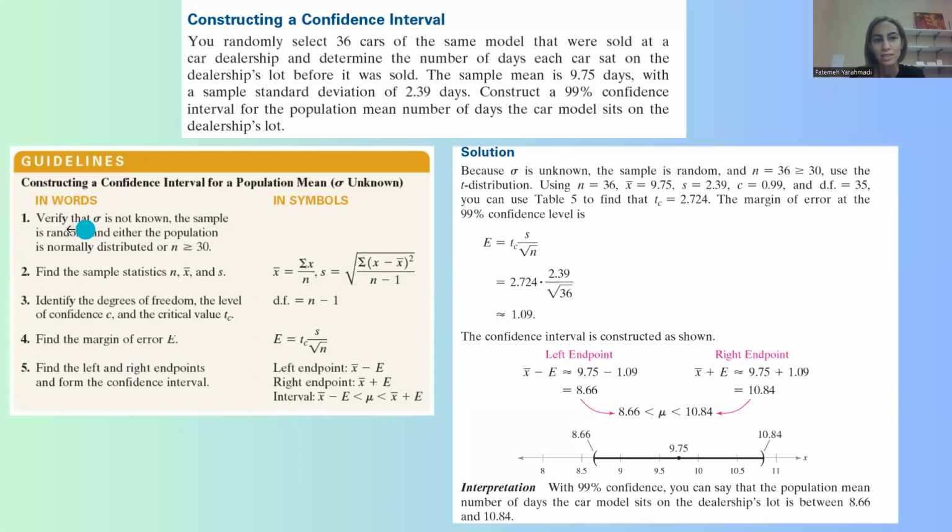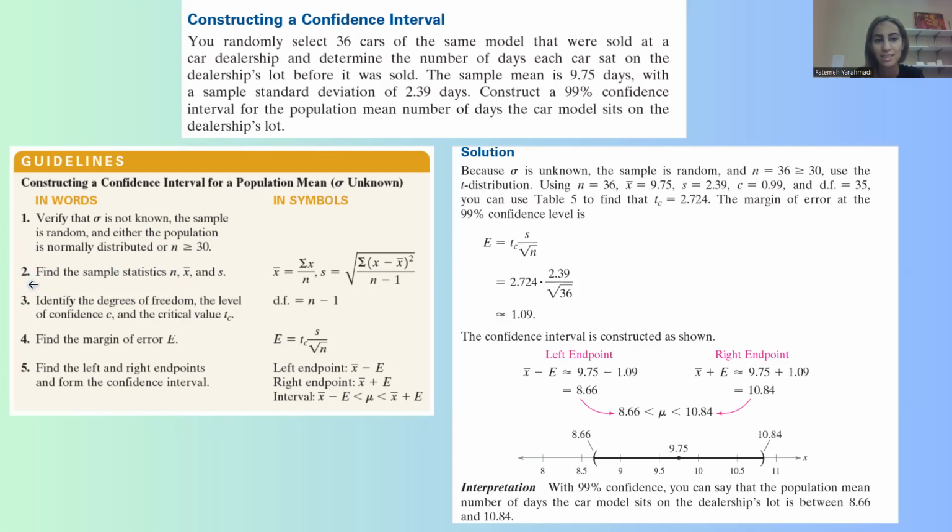So what are the guidelines? First of all, it says verify sigma is not known. Well, from the fourth line, we see that the sample standard deviation is given. It's not the population standard deviation. So that's why we are following T sub C, the T distribution. The sample is randomly selected. Yes, we randomly selected 36 cars. We don't have information about the population being normally distributed or not, but we know that the sample size is more than or equal to 30. We selected 36 cars, so n of 36 is more than 30. We're good to go to the second step.